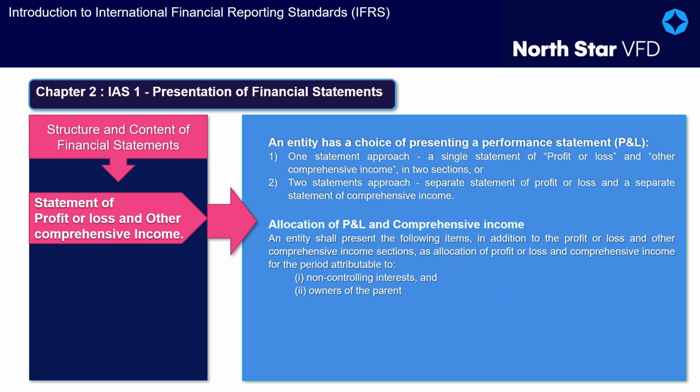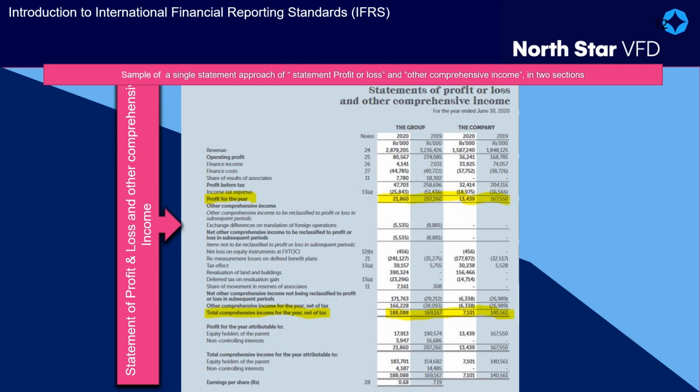An entity has a choice to present its performance statement either as a single statement of profit or loss and other comprehensive income in two sections, or as two separate statements, one statement of profit or loss and a separate statement of comprehensive income. An entity should present, in addition to the profit or loss and other comprehensive income, an allocation of profit or loss as well as other comprehensive income for the period, attributable to non-controlling interests and to owners of the parent.